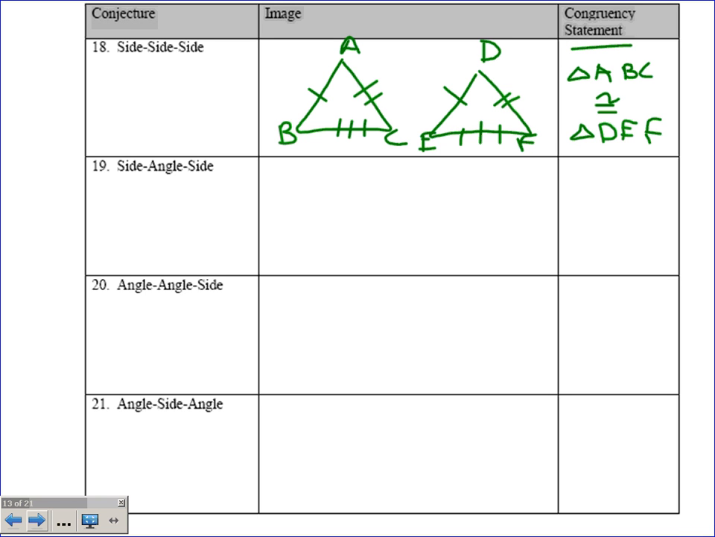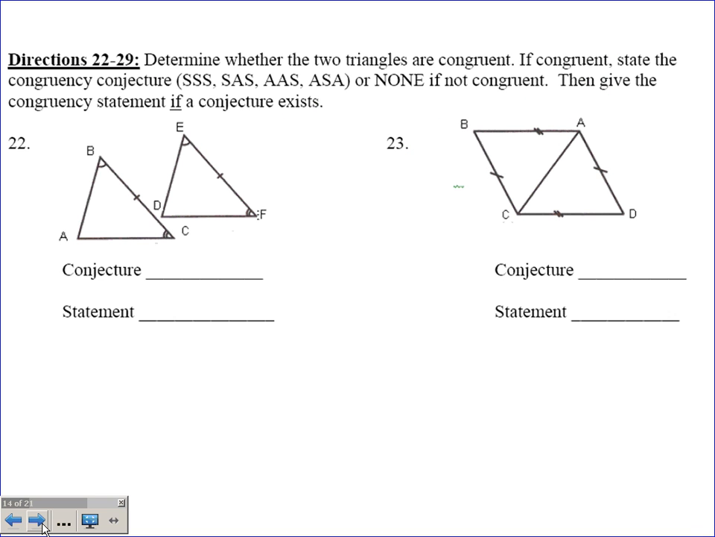Conjecture. Does yours say conjecture? They go SSS, SAS, ASA and AAS. Okay, these are the conjectures right here. These are the statements based on those. So how many of them? It's worth 4 points. 1, 2, 3, and 4. Okay. All or nothing on this page.